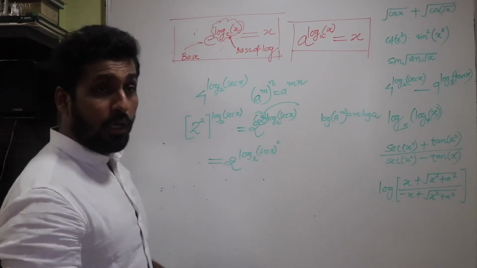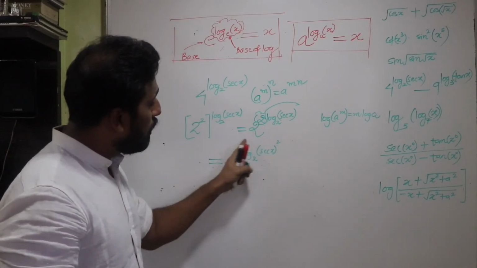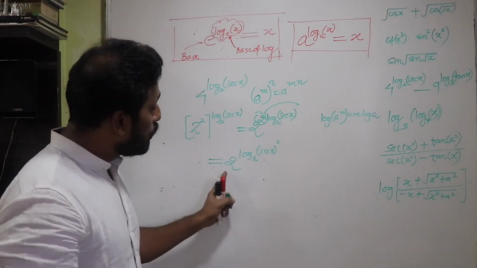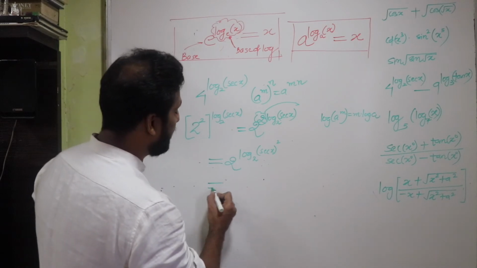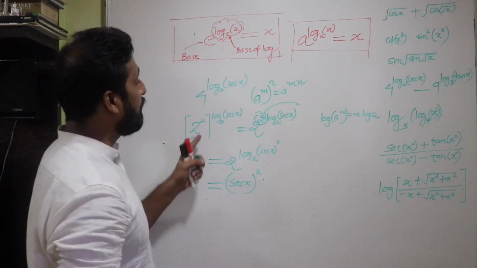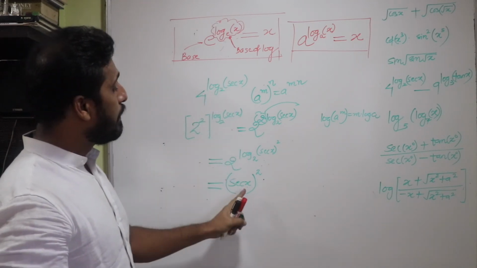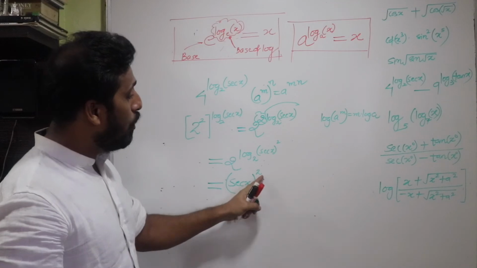So did you now observe? This log has base 2 and the entire exponential term also has base 2. So the final answer can be simply written as sec x the whole square, isn't it? That means the answer for 4 raised to log of sec x to the base 2 simply came to be what? Sec x the whole square.